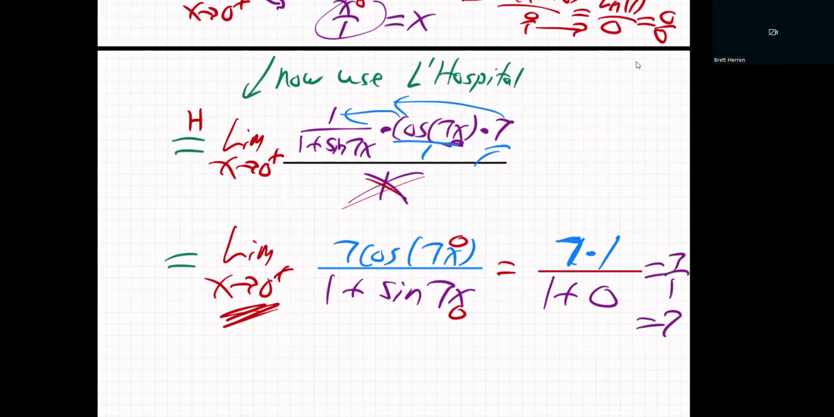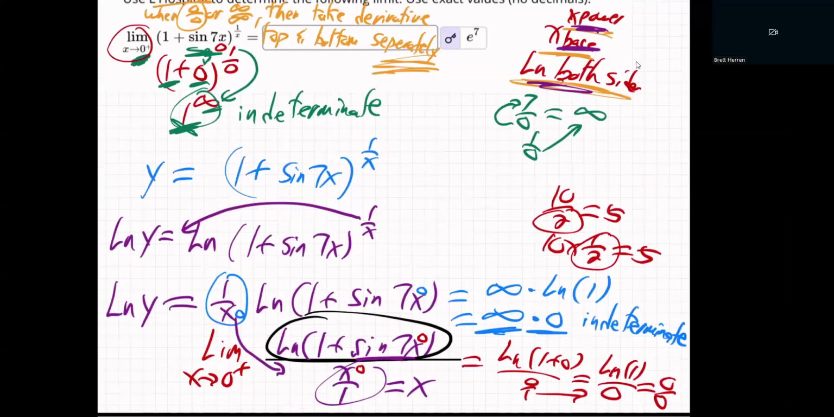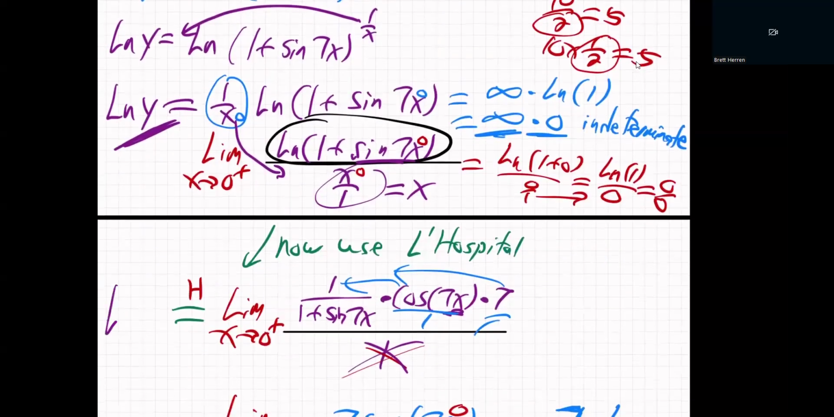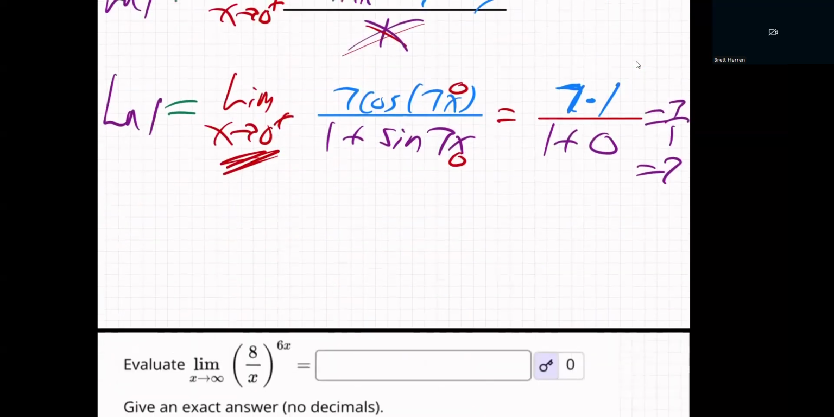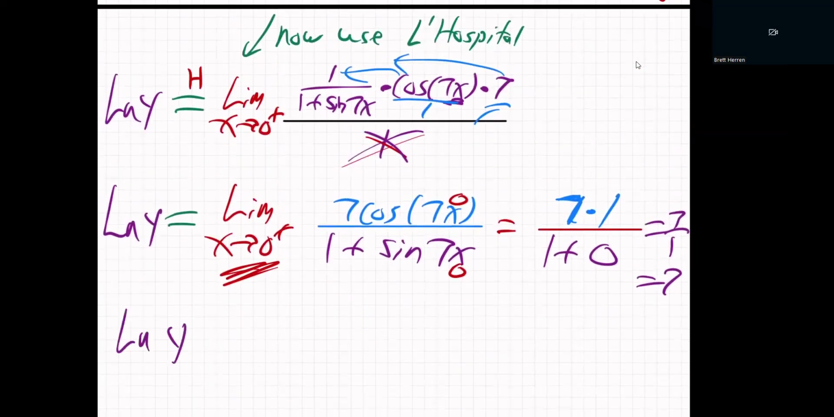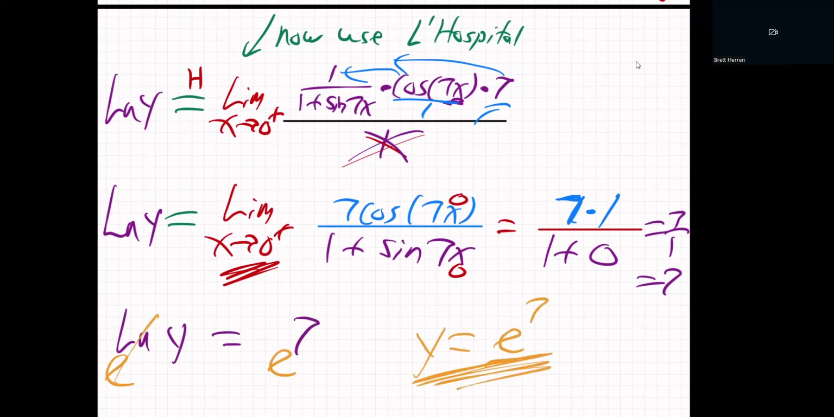The answer is 7. No, careful. Remember, this is ln y. I should probably bring that down. ln y. So now we're going, okay, so ln y is 7. Right. And what's the final step? e both sides. Cancels that out. y is e to the seventh. Remember, you're always going to have to finish up like that when you ln both sides. Your last step is you're going to e both sides, which is the opposite. It undoes the ln. e's and ln's are opposites. e to the seventh. There's our answer.